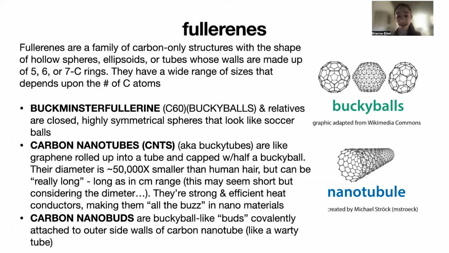And you're thinking about a single sheet of carbon. This makes them super tiny and light, but they're strong and efficient heat conductors. And so they're all the buzz in nanomaterials. And then we have carbon nanobuds, which are buckyball-like buds that are covalently attached to the outer sides of a carbon nanotube. So you can think of having one of these tubes and then having these little carbon warts on them. So those are the fullerenes.